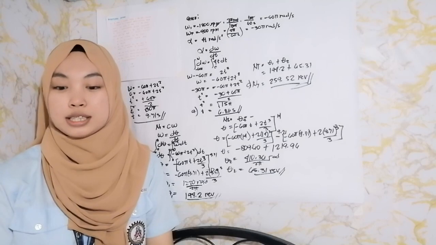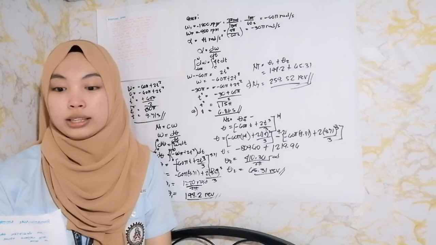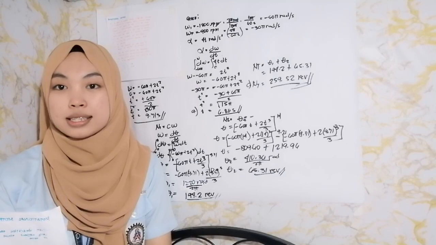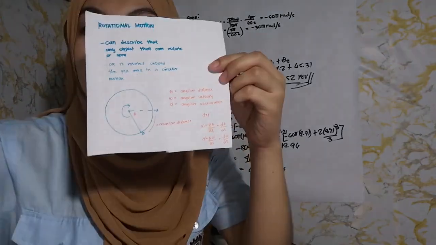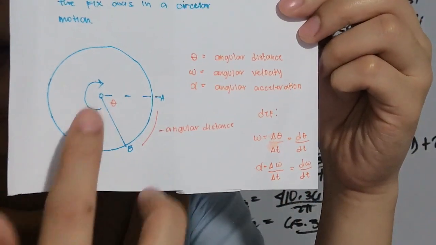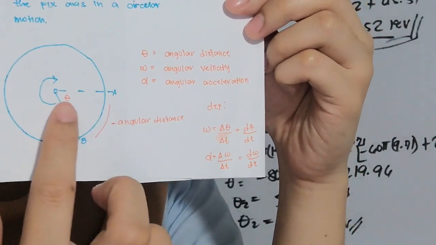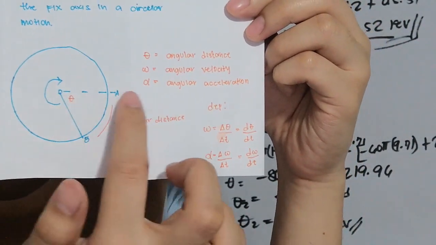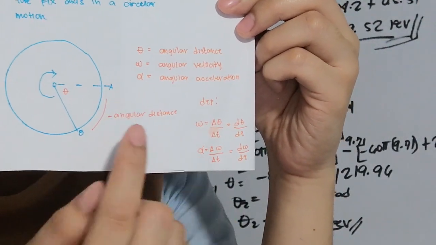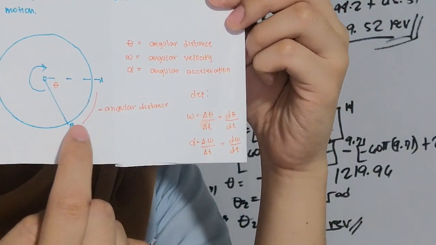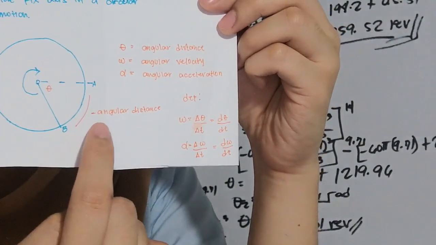Rotational motion describes any object that can rotate or spin around a fixed axis in a circular motion. For example, this object rotates in a circular or clockwise motion, and we use this axis as a reference or starting point of the object. Later on, the object moves and the distance will change.